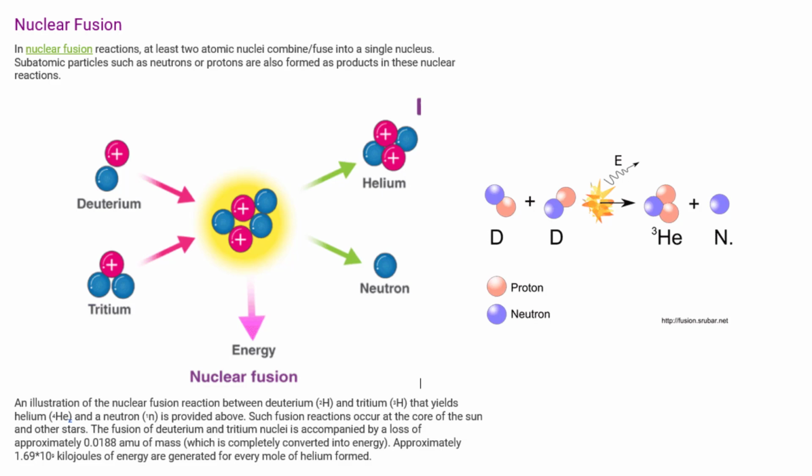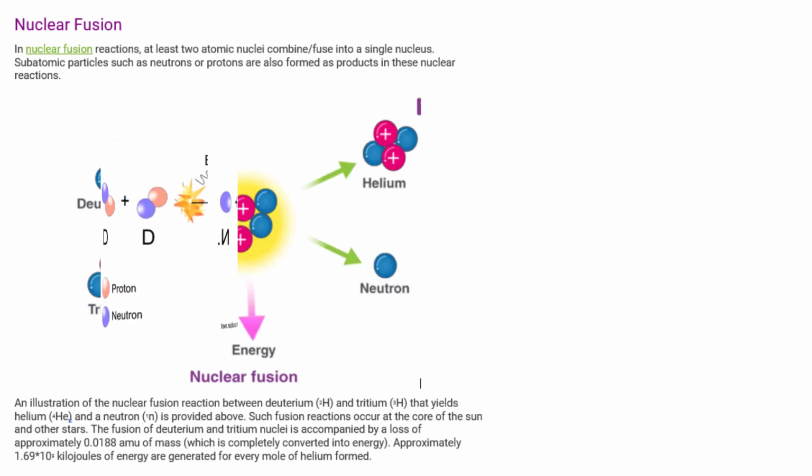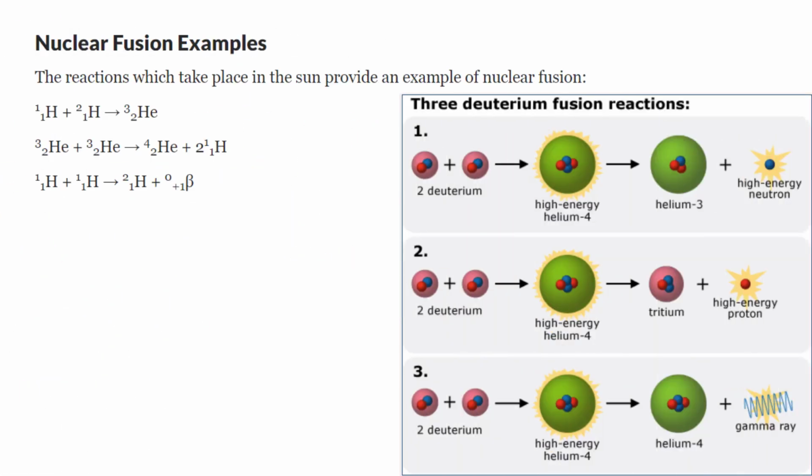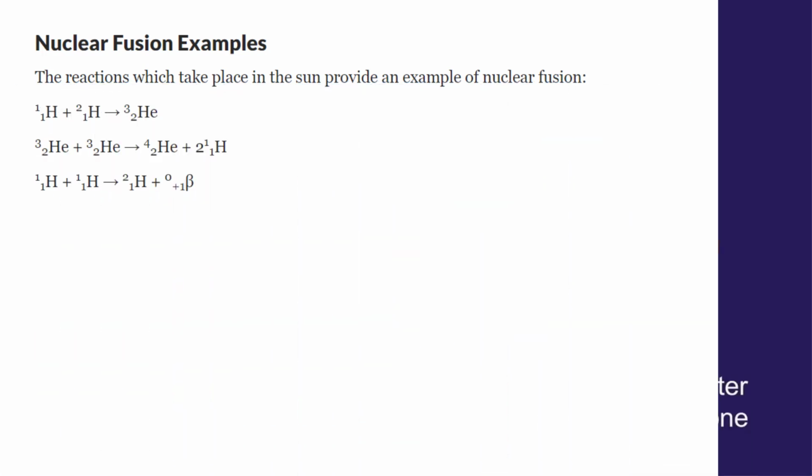Such fusion reactions occur at the core of the Sun and other stars. The fusion of deuterium and tritium nuclei is accompanied by a loss of approximately 0.0188 AMU of mass, which is completely converted into energy. Approximately 1.69 times 10^9 kilojoules of energy are generated for every mole of helium formed. Nuclear fusion examples. The reactions which take place in the Sun provide an example of nuclear fusion. 1H plus 2H yields 3He. 3He plus 3He yields 4He plus 2 1H. 1H plus 1H yields 2H plus 1 beta particle.